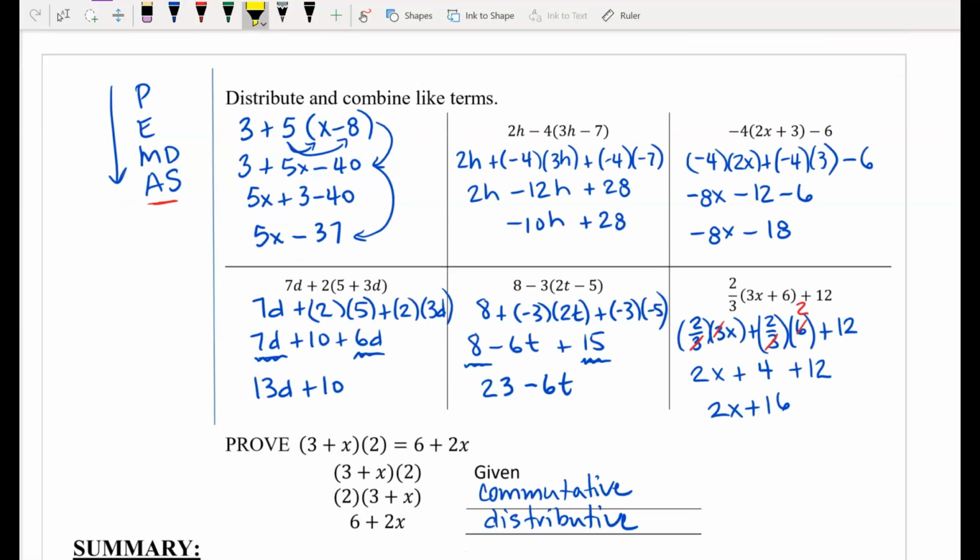Okay, we're back and time to check your answers. Couple of things I want you to pay attention to. Make sure if you didn't get the answers I got that you look through my work and understand what I did. But in this second example, or the first one that you worked, don't forget to take that negative with the 4. So there's that negative 4 times 3h, and there's that negative 4 times negative 7. And then simplify your signs as you go through.